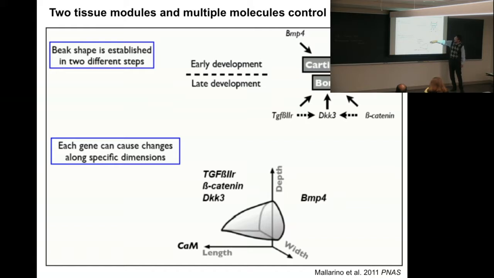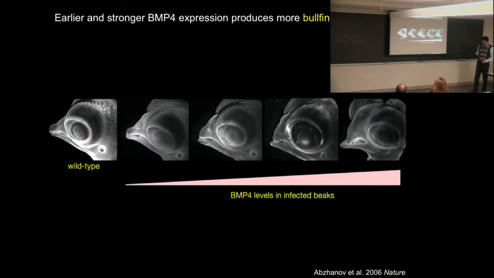Because all these molecules have differential effects on different axes in the developing beak, if you begin to combine these developmental modules with the molecular ones, that allows you to explain the resulting diversity with more and more accuracy. How they work: BMP4 is a molecule which we found was expressed earlier and at stronger levels in the ground finches, which have these more robust bills.